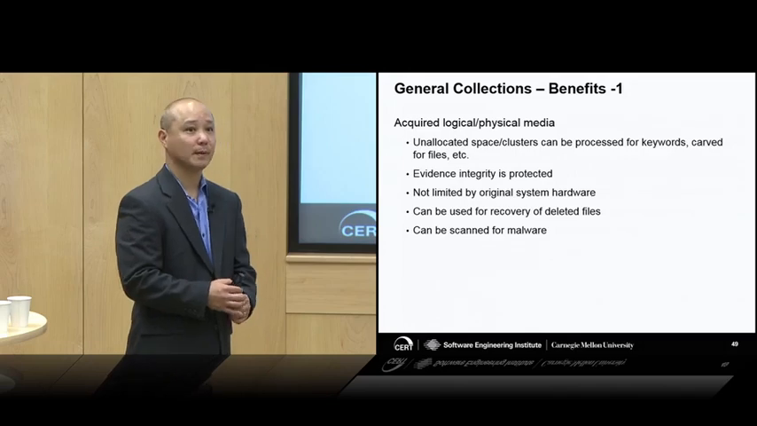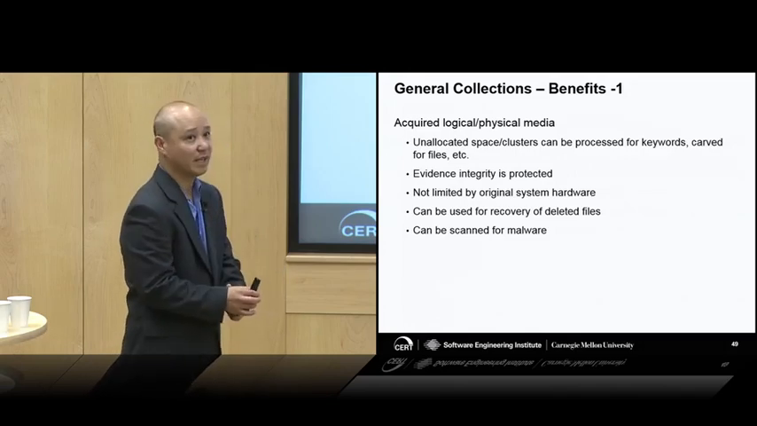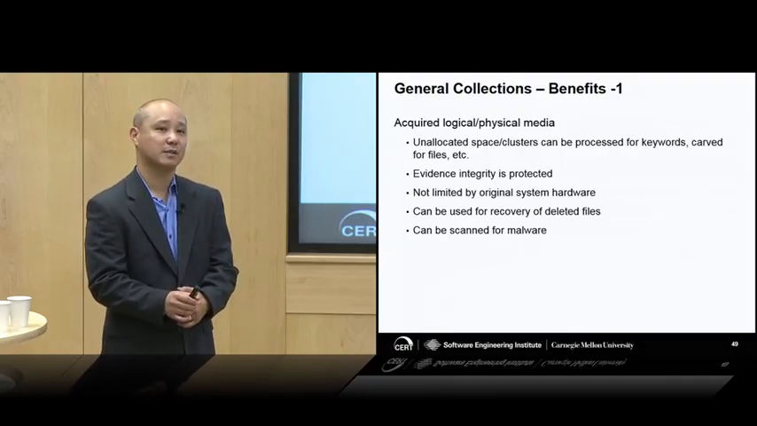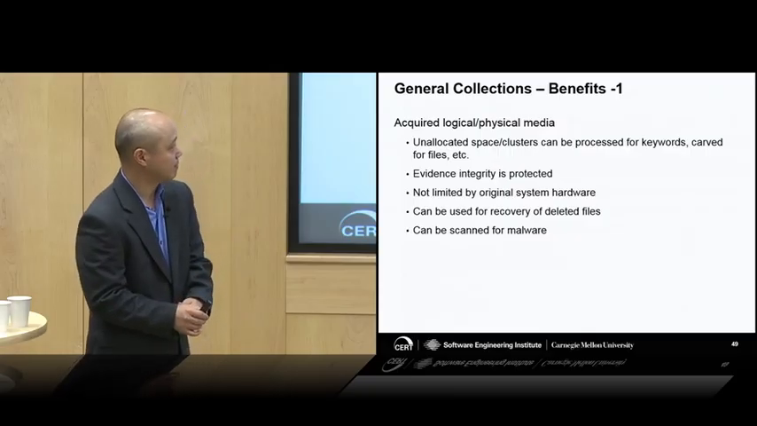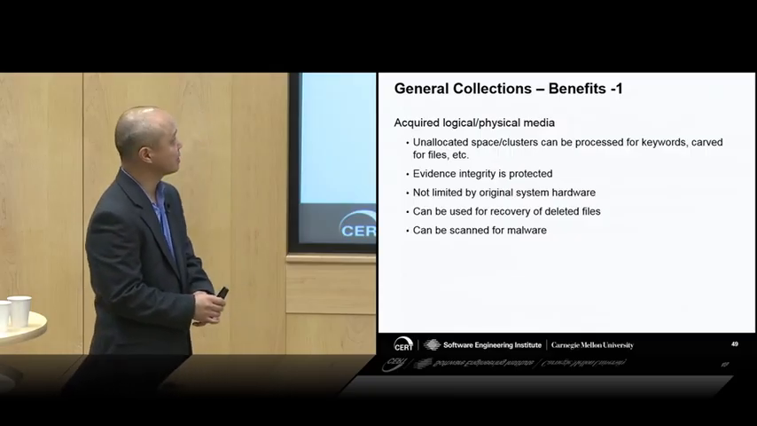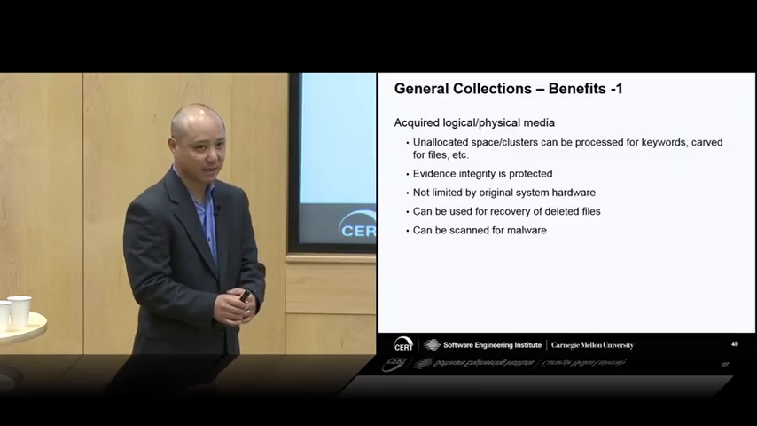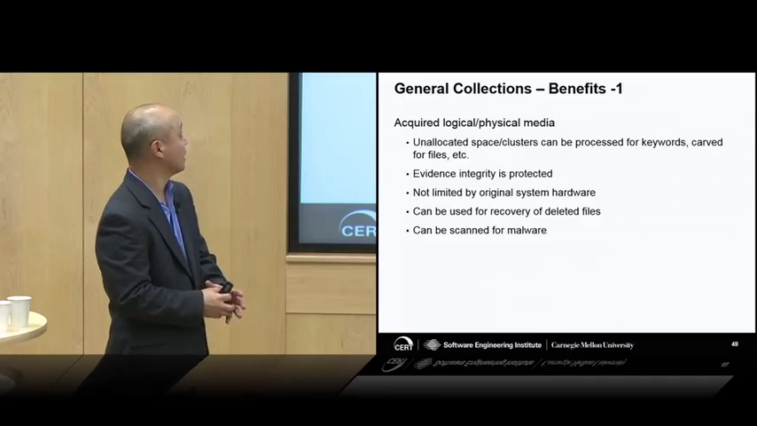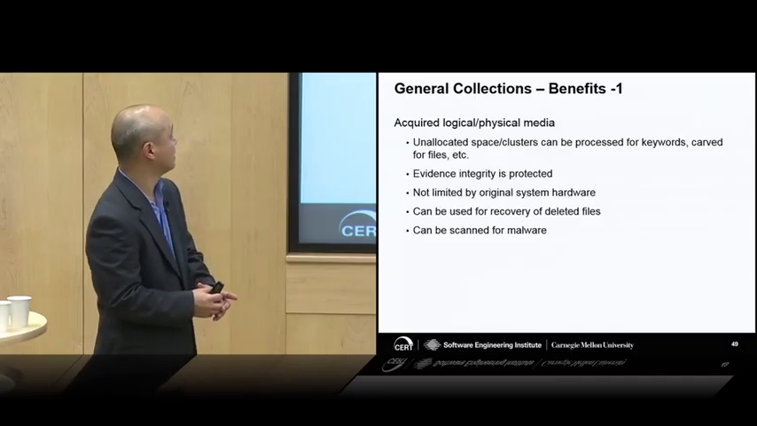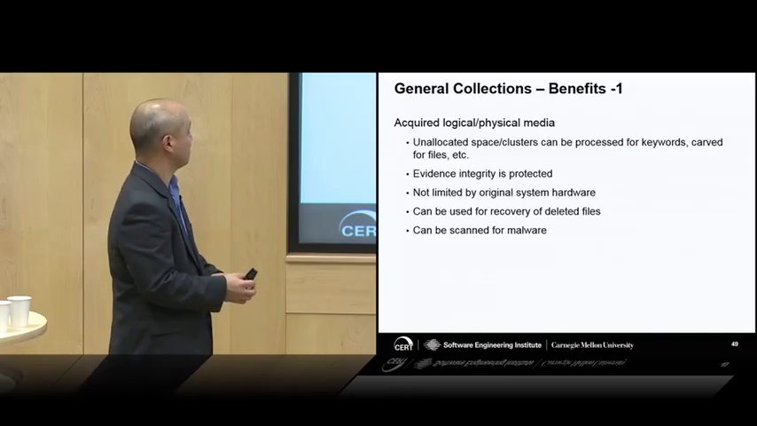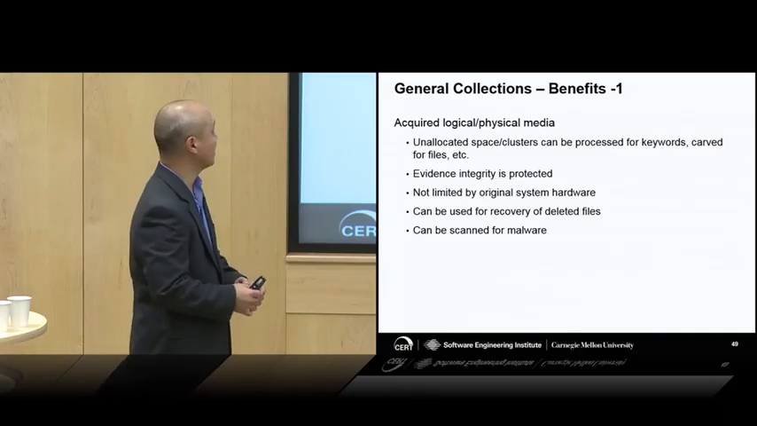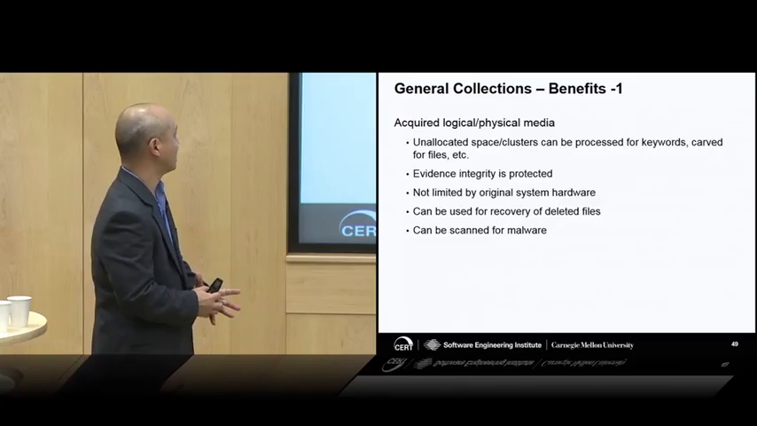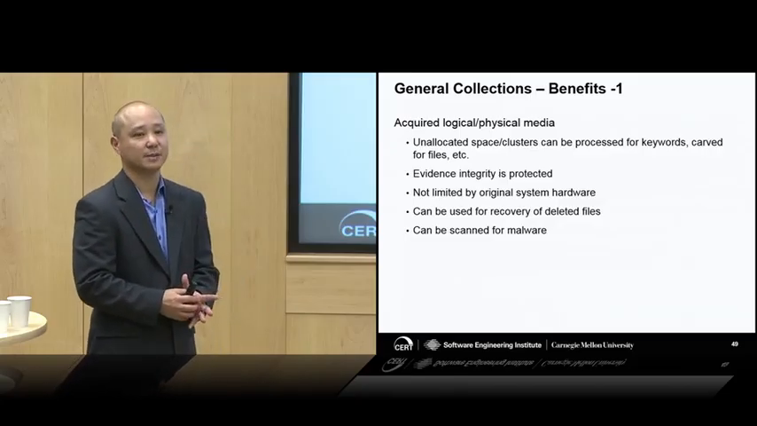Okay, acquired logical and physical media. So you can go out and grab unallocated space or clusters, and you go through that using keywords, and then you can also carve for files based on that file signature that we talked about before, and look for key areas within that unallocated space. When you acquire it this way, done properly, of course, evidence integrity is protected. It's not limited by the original system hardware. Can be used for recovery of deleted files, which is great.